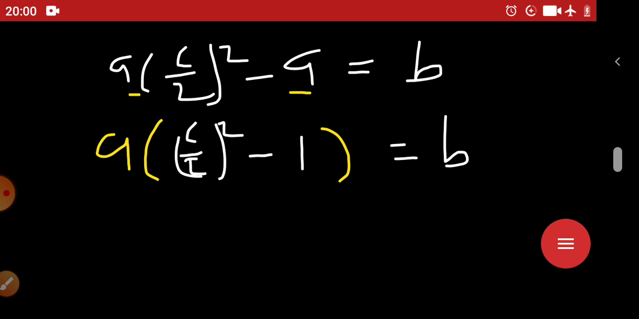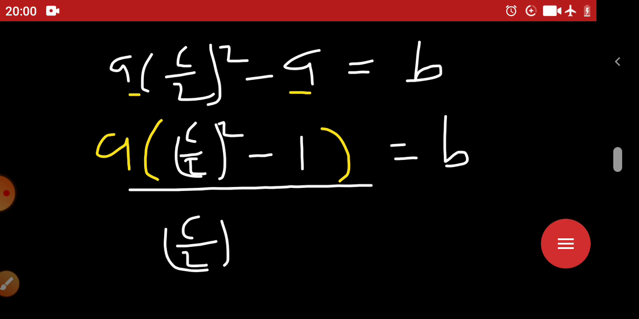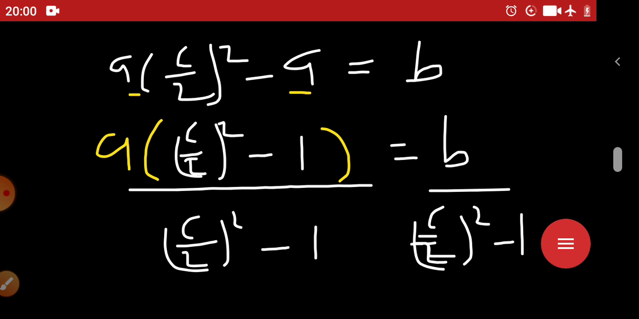Since we want a here, we need to divide by this part both sides. This will cancel, and we are left with a is equal to this thing. So a is equal to b over ((c over 2) squared minus 1). So we have made a the subject of the formula.